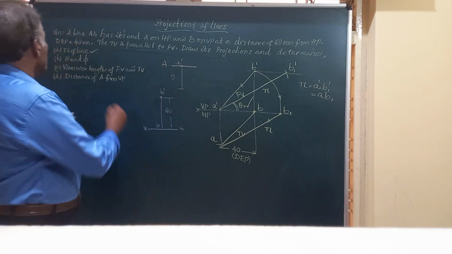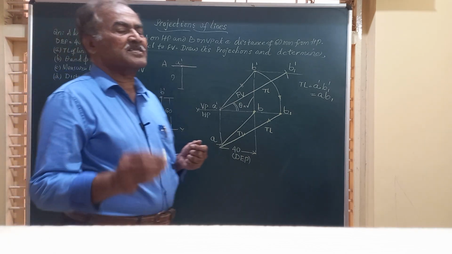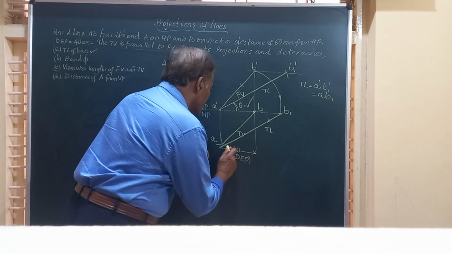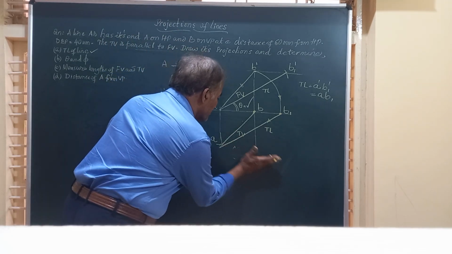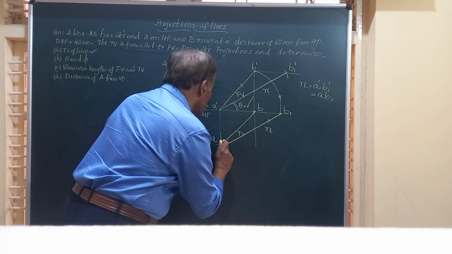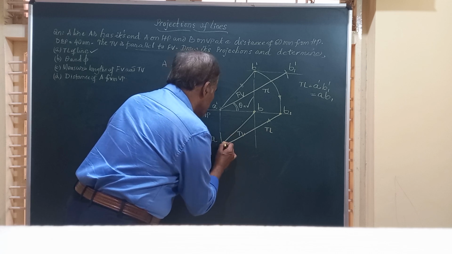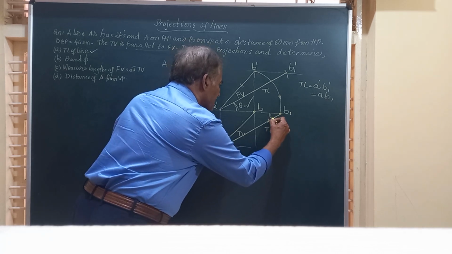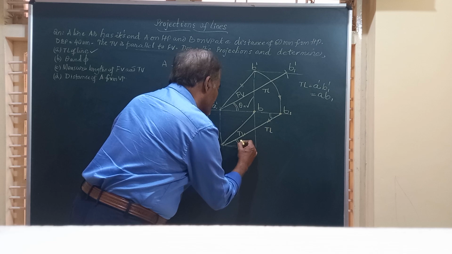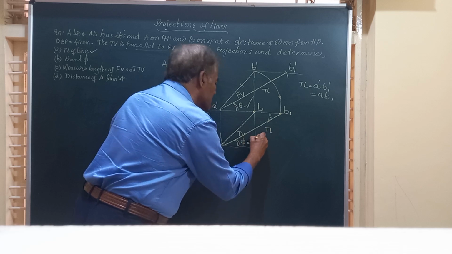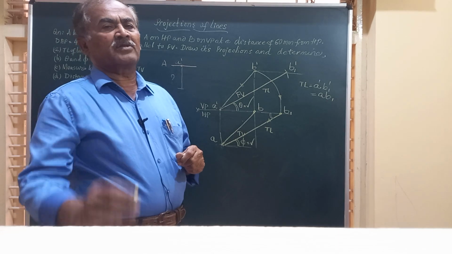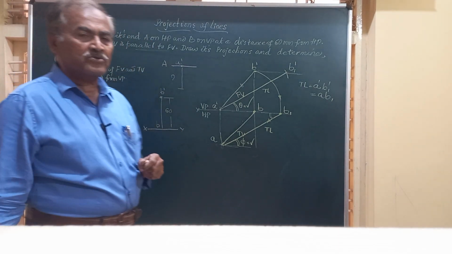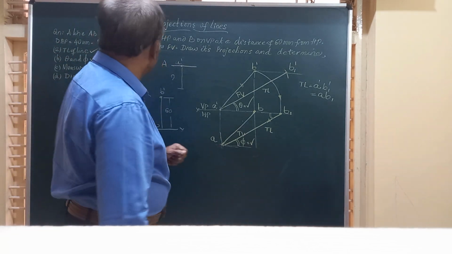Likewise, friends, phi. What is phi? Phi is the angle made by the true length line with the VP. So you can just draw a horizontal line from here. You can draw this and find out what angle this is making. This angle is phi, or this angle is also phi. So you can measure what is phi, the angle made by the line with the VP. So we have completed the first and second part of the question. And let's move on to the third part.